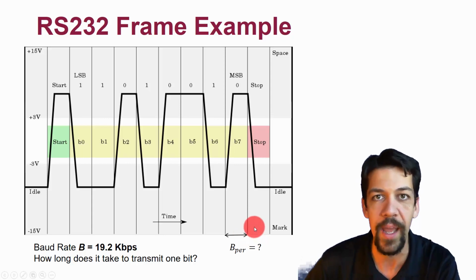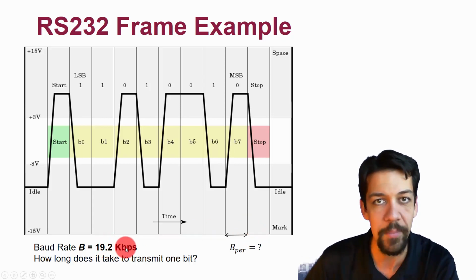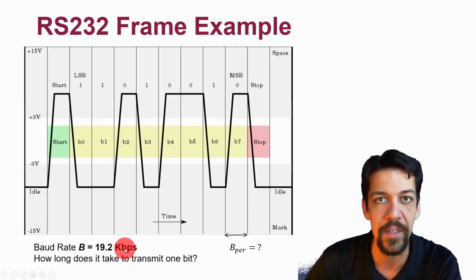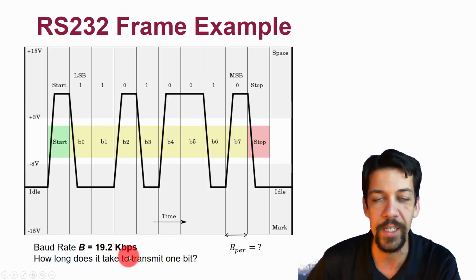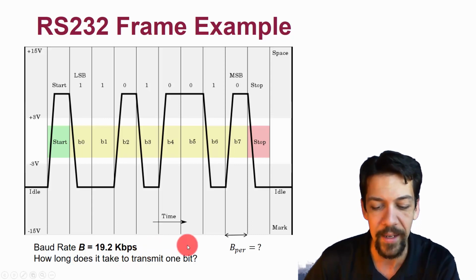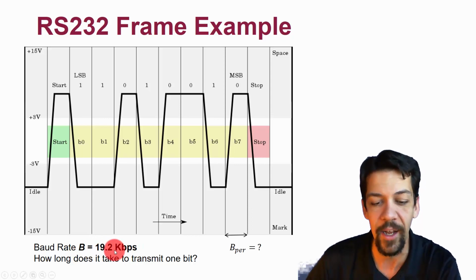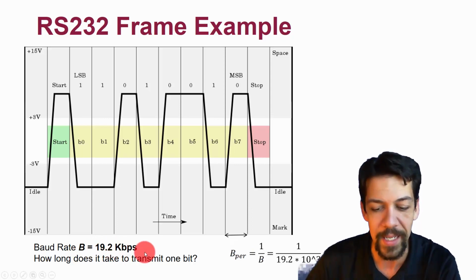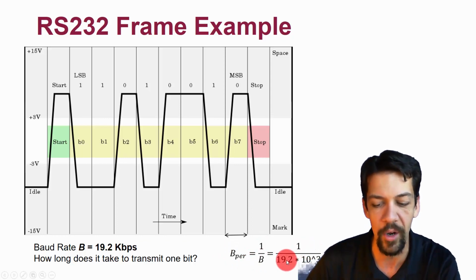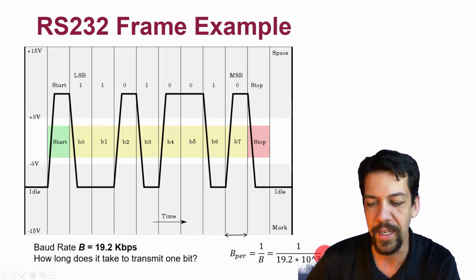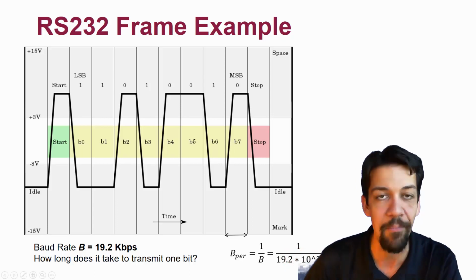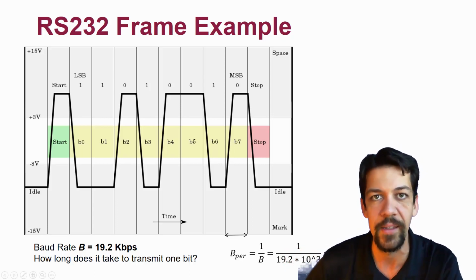For example, if we have a baud rate of 19.2 kilobits per second, 19.2 thousand bits per second, the time that it takes to transmit 1 bit is the inverse. You can think of this as a frequency. It's bits per second, so the period for 1 bit is the inverse of that. 1 over 19.2 thousand is 52.08 microseconds. So both of these devices, the transmitter and the receiver, have to have precise timing hardware that allows them to precisely measure out 52.08 microseconds.